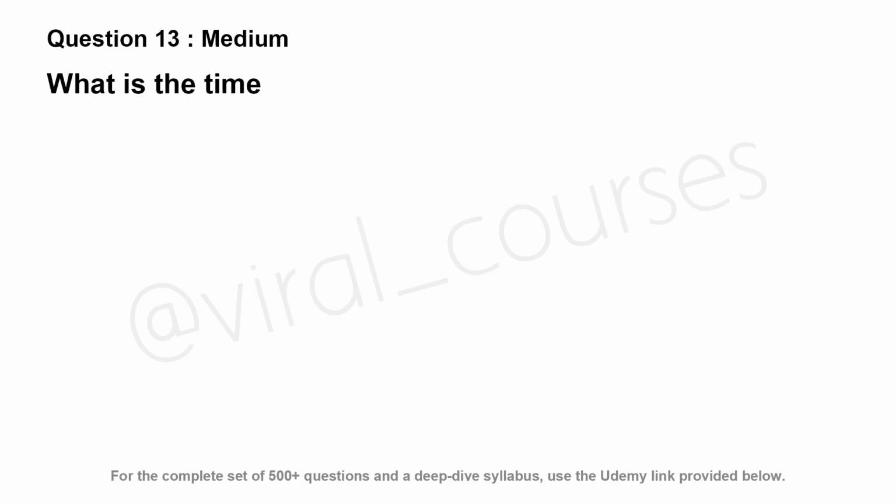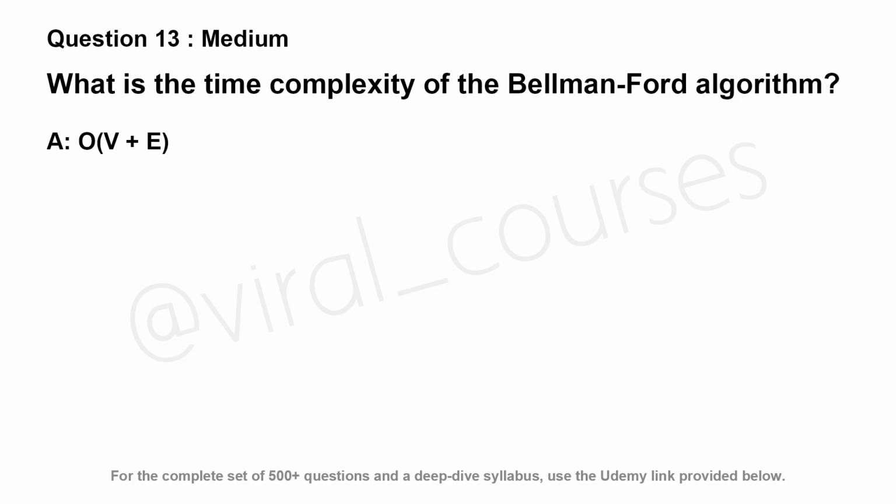What is the time complexity of the Bellman-Ford algorithm? Option A, O(V + E). Option B, O(V log V). Option C, O(V * E). Option D, O(E log V).